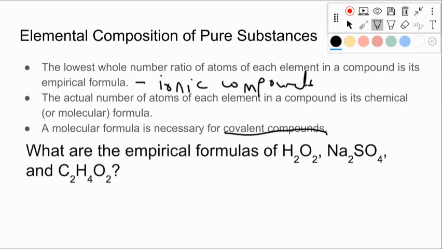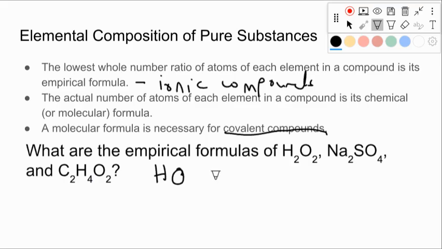and C2H4O2? So you're going to simplify the ratios. So H2O2 can be simplified by 2. So all that's going to be left is hydrogen and oxygen. The problem with that is we don't now know what the ratio is, and so it could be water or it could be H2O2, which is hydrogen peroxide. We don't know, and that's the reason it's important to have the molecular formula for our covalent compounds.